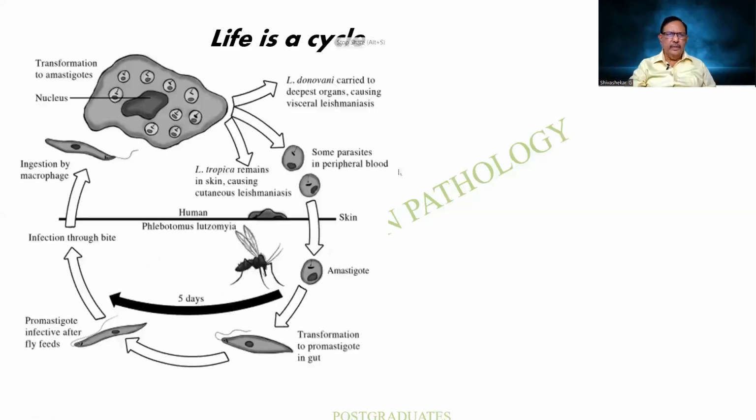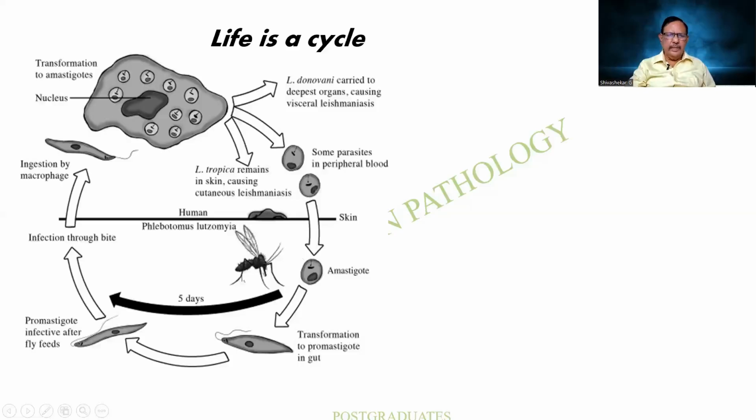Life is a cycle. So what is the cycle over here? Transformation to the amastigote form. The amastigote form is in the host cells. So here I find the nucleus and the dot and dash. The Leishmania donovani is carried to the various organs to cause visceral leishmaniasis. Sometimes it can be in the free form in the peripheral blood also, but very rare. Usually you will get it in the bone marrow.